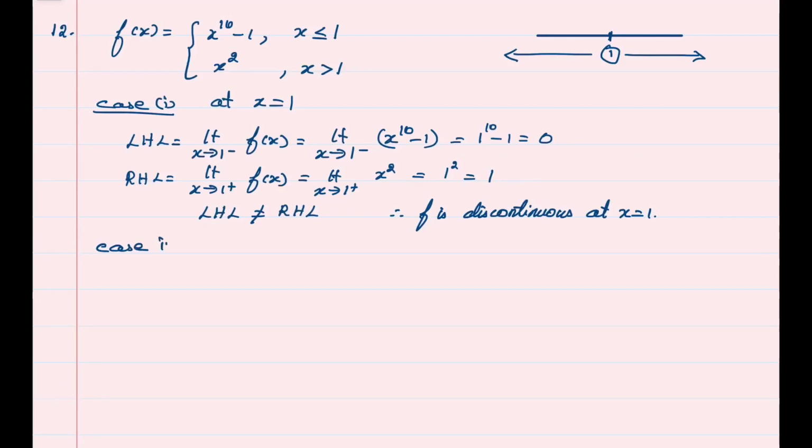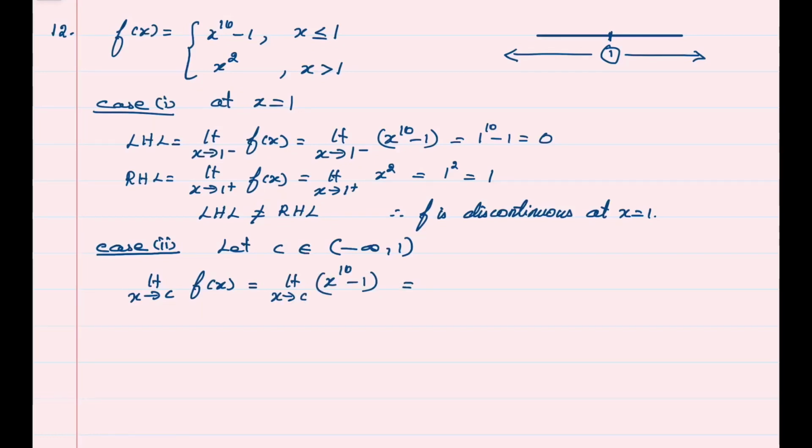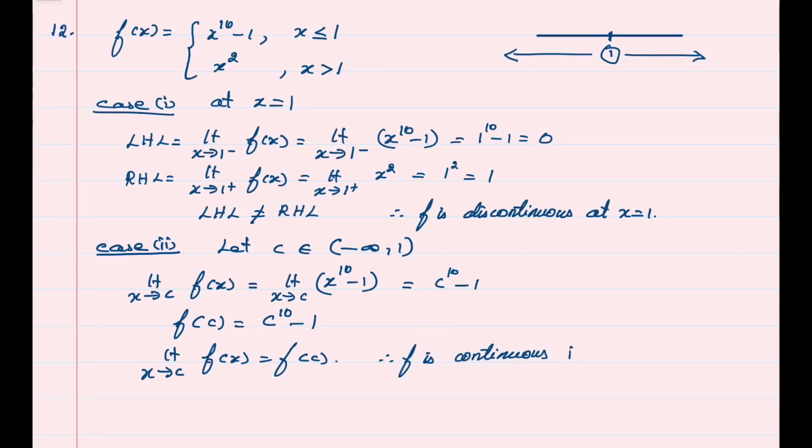Case 2. Now we will check for all real values which are less than 1. We will take c belonging to the open interval minus infinity to 1. Limit x tending to c of f of x, limit x tending to c of x raised to 10 minus 1. Substituting the limit value, we get c raised to 10 minus 1. And f of c is also the same, c power 10 minus 1. Limit x tending to c of f of x and f of c are equal. Therefore, f is continuous in the open interval minus infinity to 1.